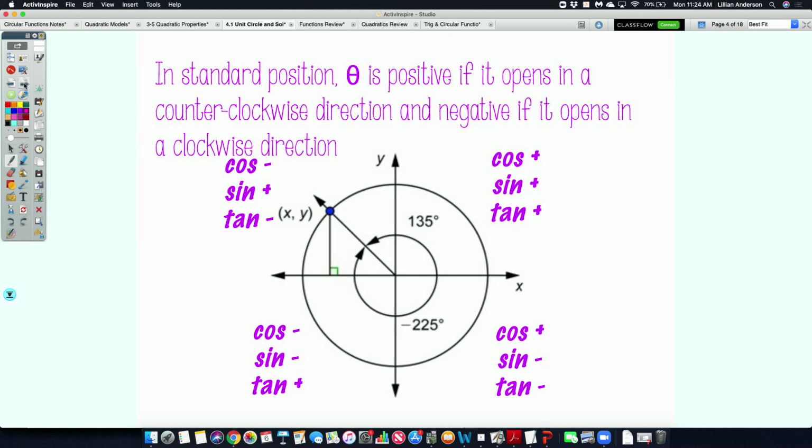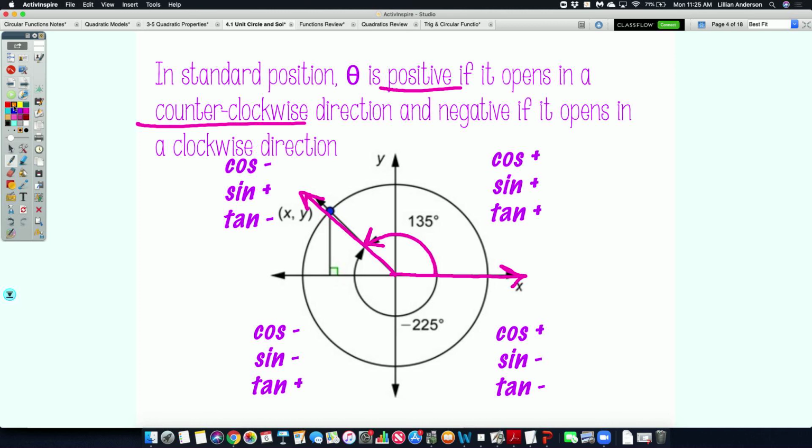Now, when you have an angle in standard position, the angle theta is positive if it opens in a counterclockwise direction. So if it's a counterclockwise direction, the angle is positive. So again, the initial side is on the positive x-axis. The other side, the terminal side, is somewhere inside of your unit circle. So from that initial side going counterclockwise, that creates the positive angle, hence that 135 that's in the picture.